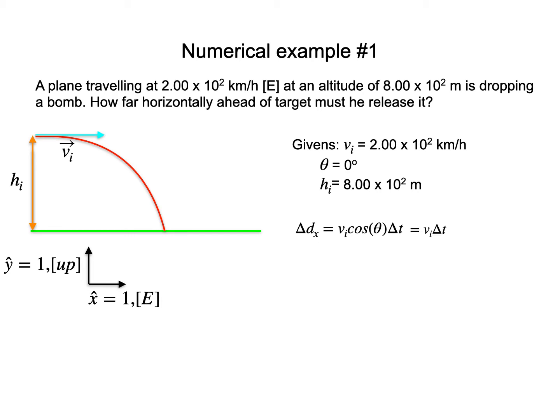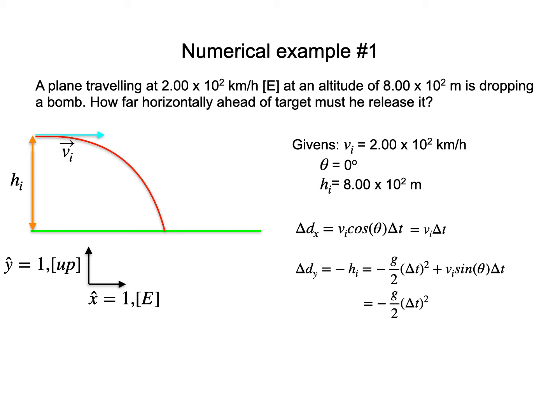We will use the requirement that the vertical component of the displacement must match the drop in height. The negative sign in front of hi is due to our choice of vertical reference direction. What follows is the expression for the vertical component of the displacement as a function of delta t. This equation can be simplified by using the fact that theta is 0 and sine of 0 is 0. There was no vertical component to the velocity initially.